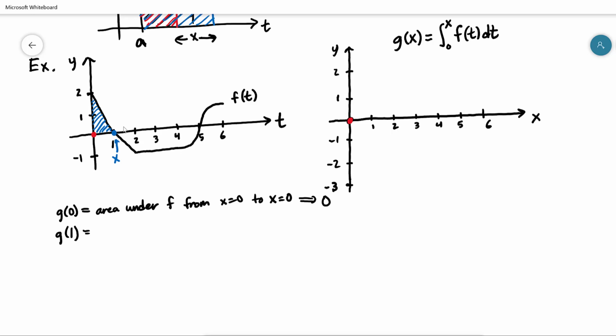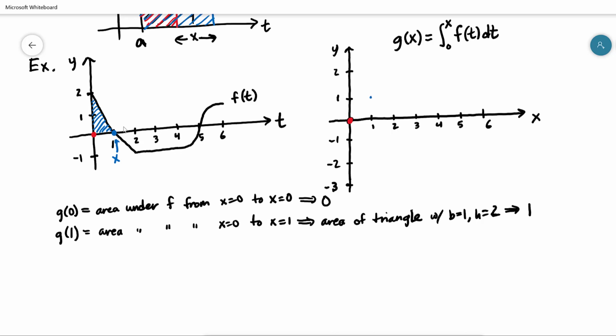This is the area under f, again, from x equals 0 to x equals 1. And that's the area of a triangle that I've drawn in blue there, with base 1 and height equals 2. So what is that total area? It is 1. And I will plot over here 1. There's what g of 1 looks like, right? So g of 1 is the area that we've just found right here.